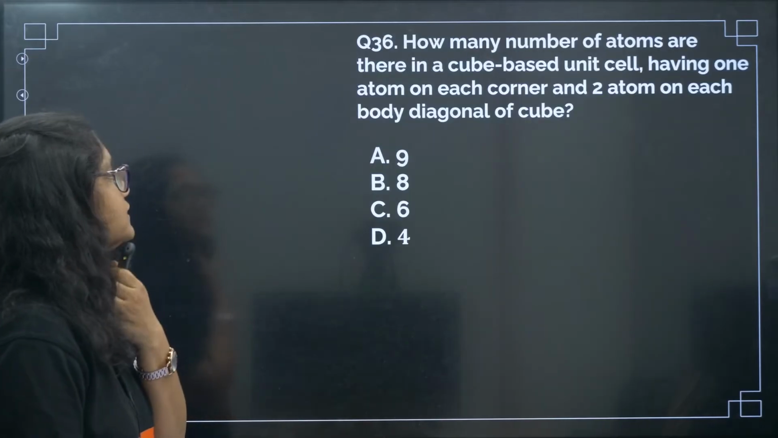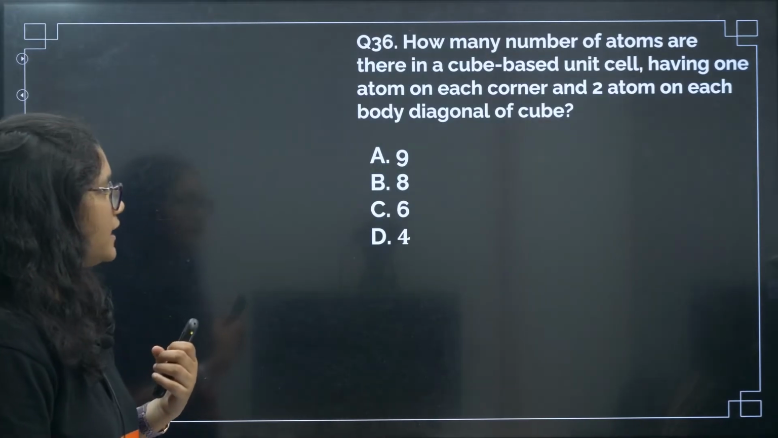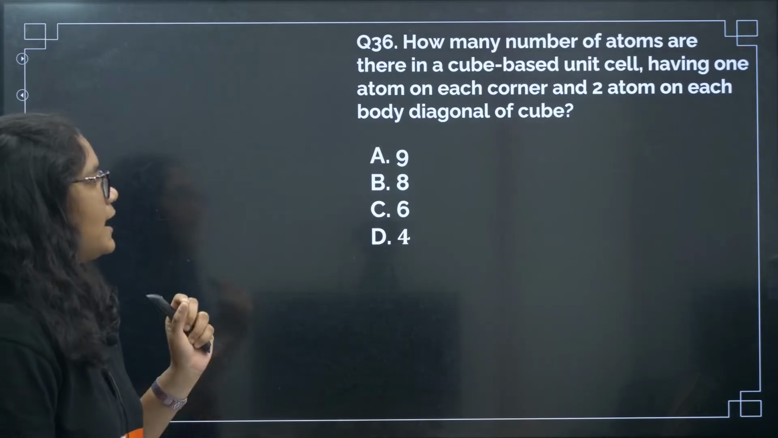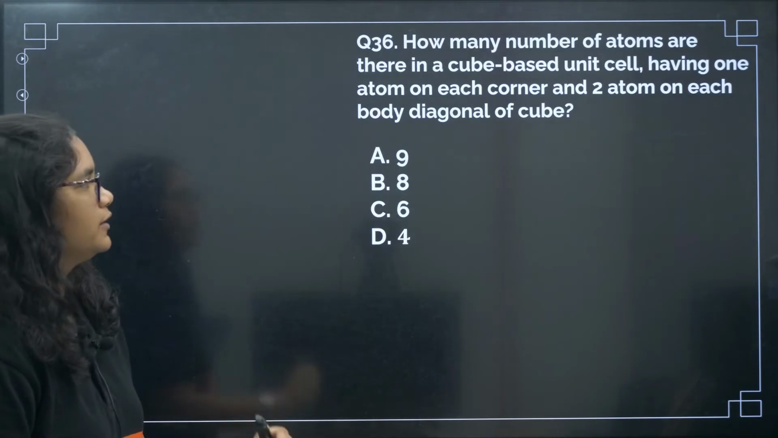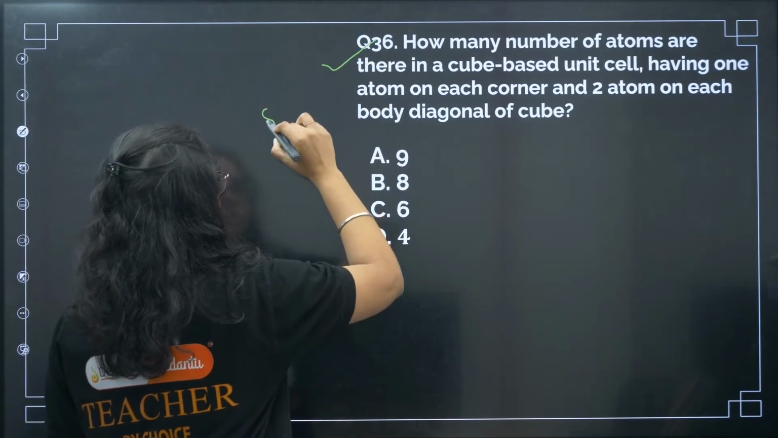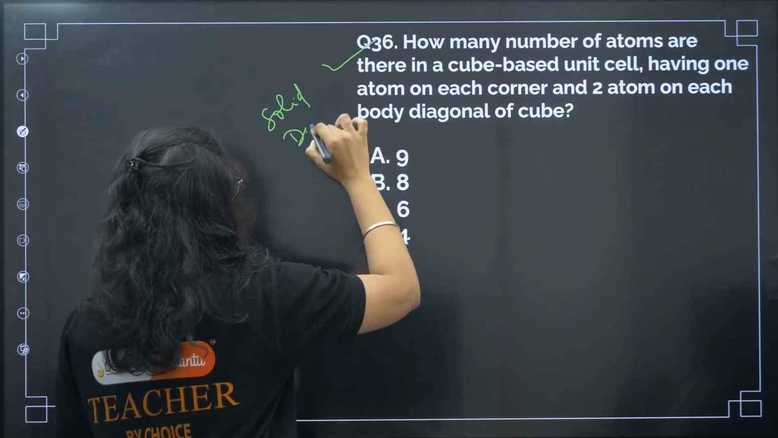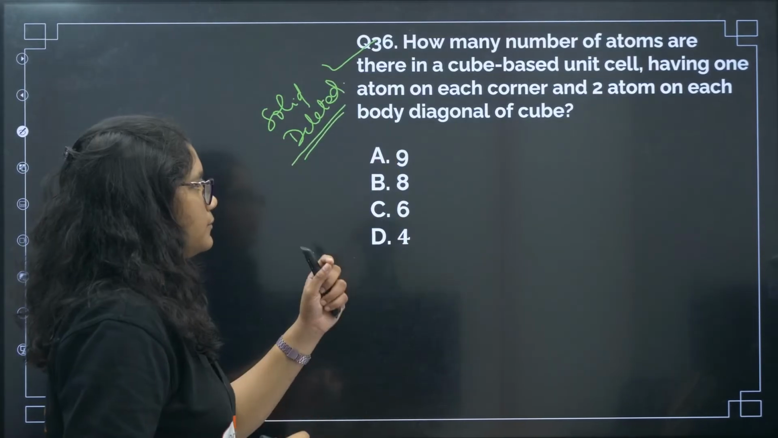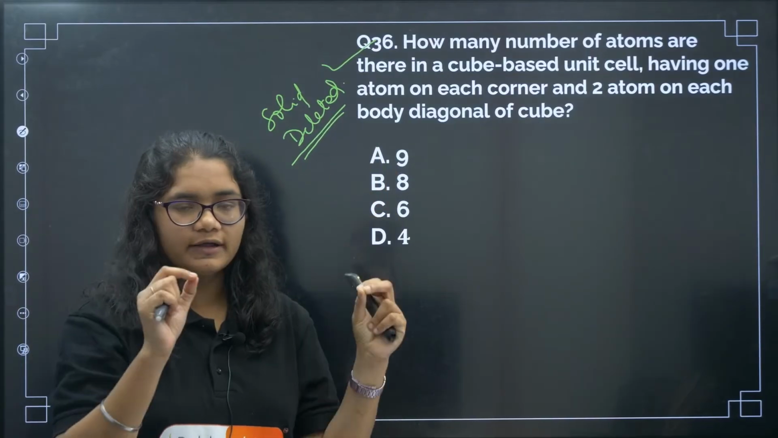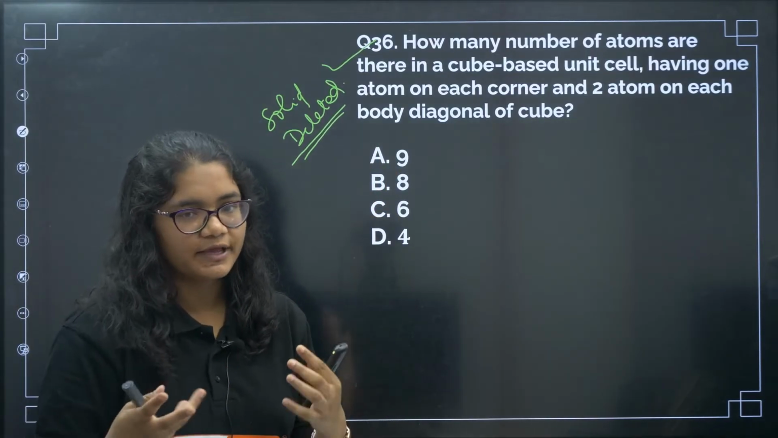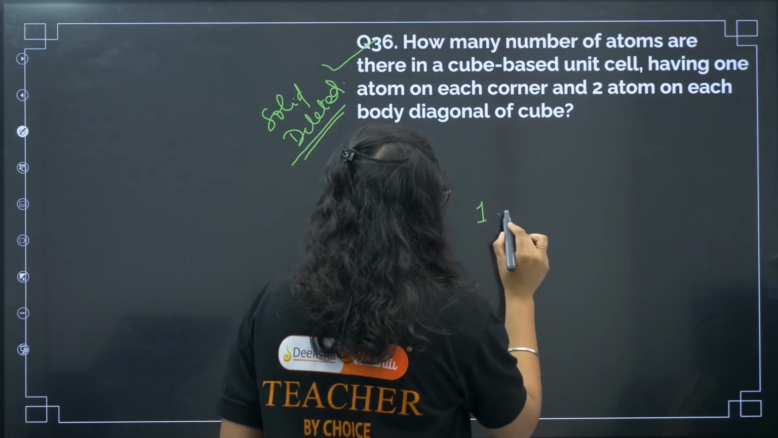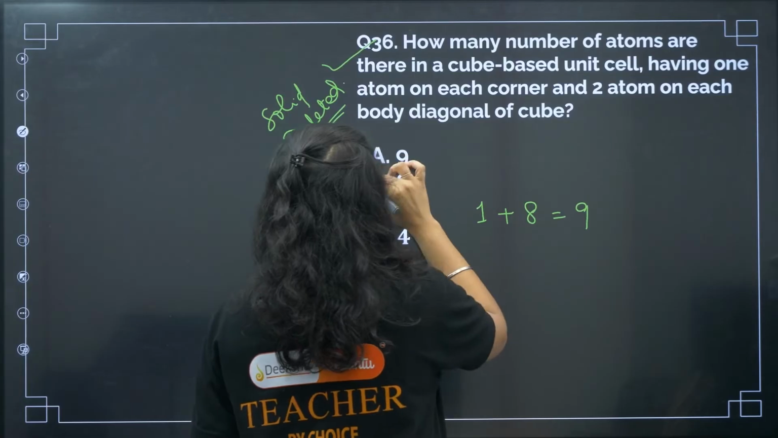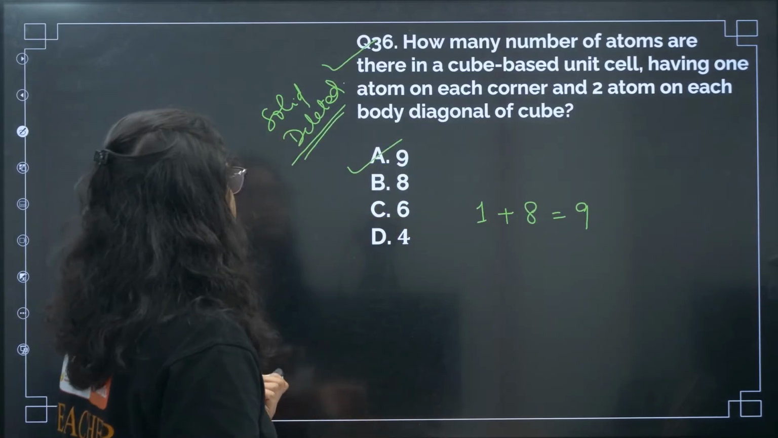Now coming to question number 36, how many atoms are there in a cube based unit cell having 1 atom on each corner and 2 atoms on each body diagonal of the cube? So this question is from your solid state chapter, which is a deleted portion, but I'll tell you the answer for this. See, for the corner atoms there will be sharing and in total it will be 1, and we have 4 diagonals and on each diagonal there are 2, so total 8, we'll get 9 atoms. The correct answer for this question will be option number A.